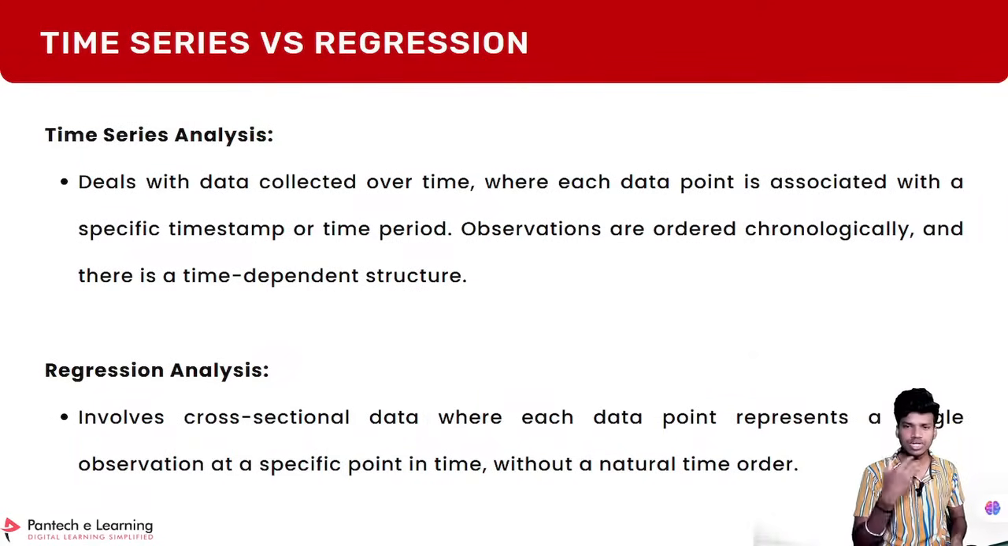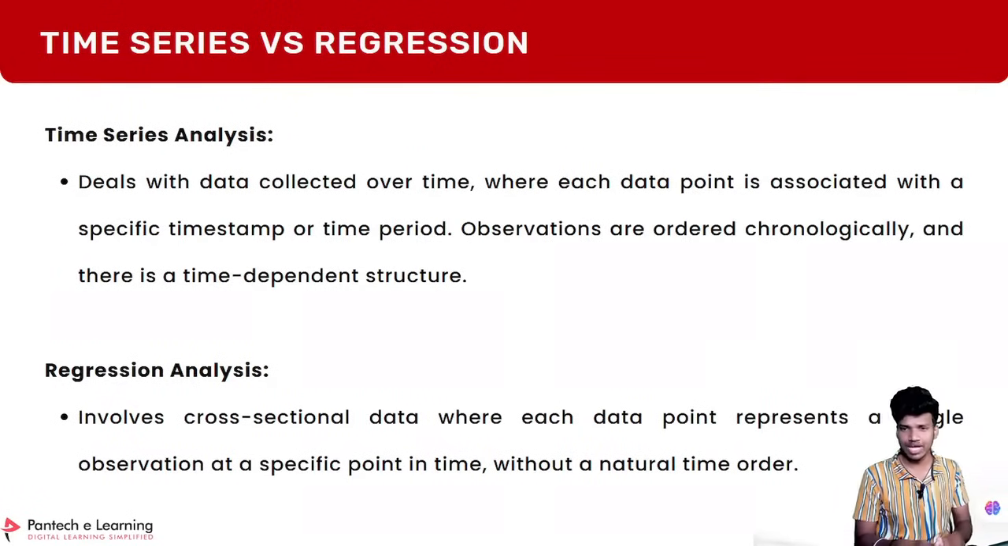Time series deals with data collected over time, where each data point is associated with a specific timestamp or time period. Observations are ordered chronologically, and there is a time-dependent structure. Regression analysis involves cross-sectional data, where each data point represents a single observation at a specific point in time, without a natural time order.